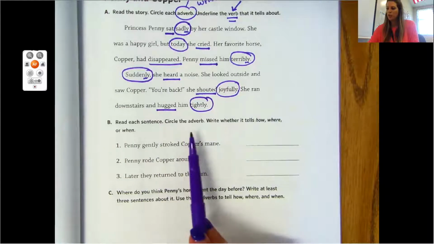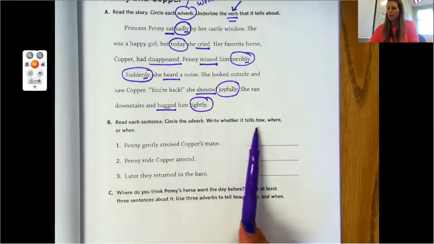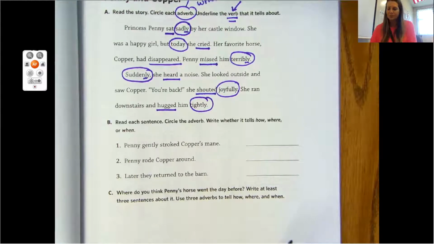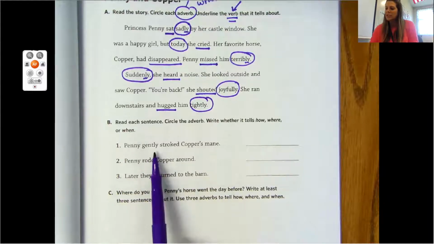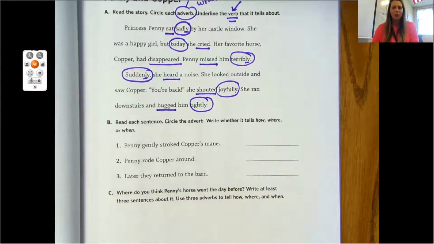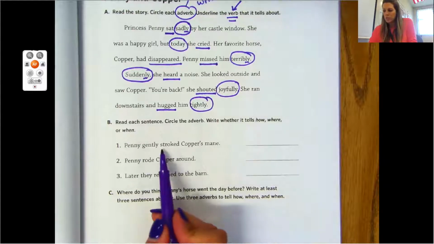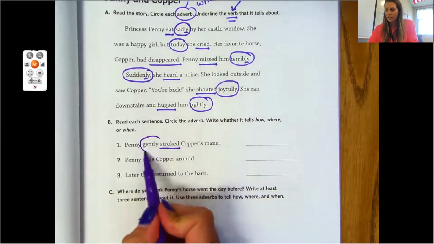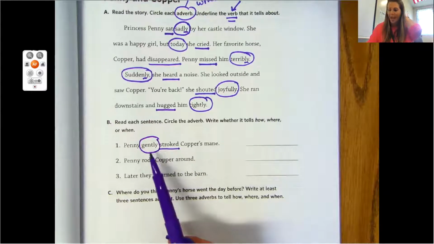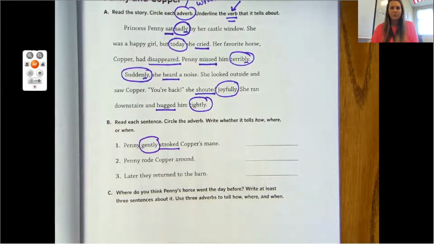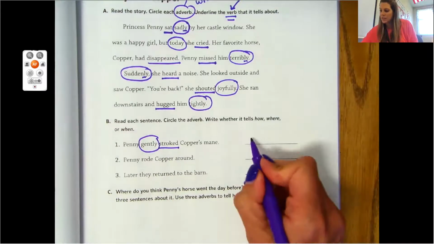Read each sentence. Circle the adverb. Write whether it tells how, where, or when. All right, we've got 3 more to do. Penny gently stroked Cooper's mane. What's the adverb here? Well, we can still work backwards. Let's find the verb. Stroked is the verb. What describes stroked? Gently, right? And does gently describe how, where, or when? Write it down. It describes how.